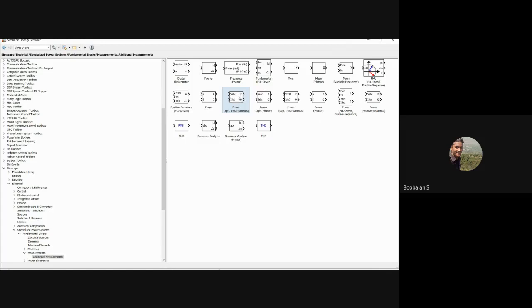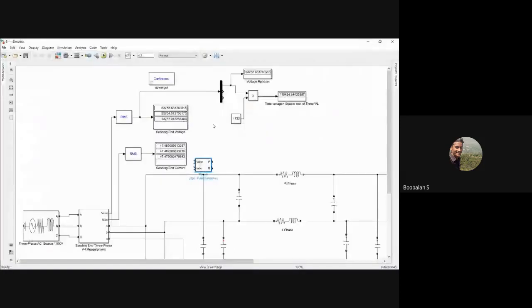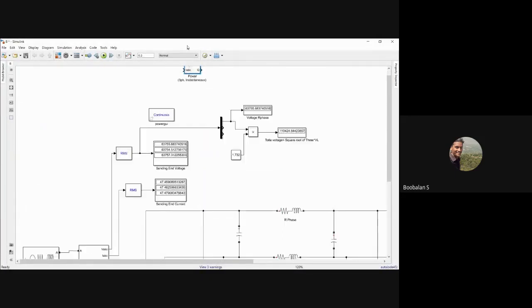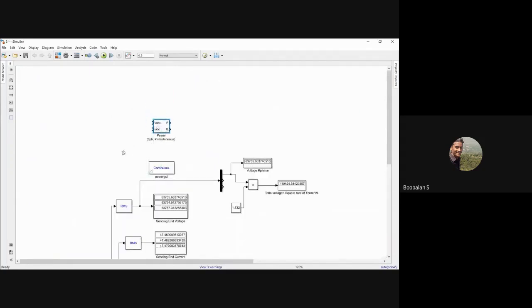Now we are just going to use this block to measure my instantaneous three-phase power, as well as P, real power, and reactive power. Just double click on it and add to model block. Now this function block is coming over here, right? This function block is used to calculate my real power and reactive power. I'm just going to use it over here.